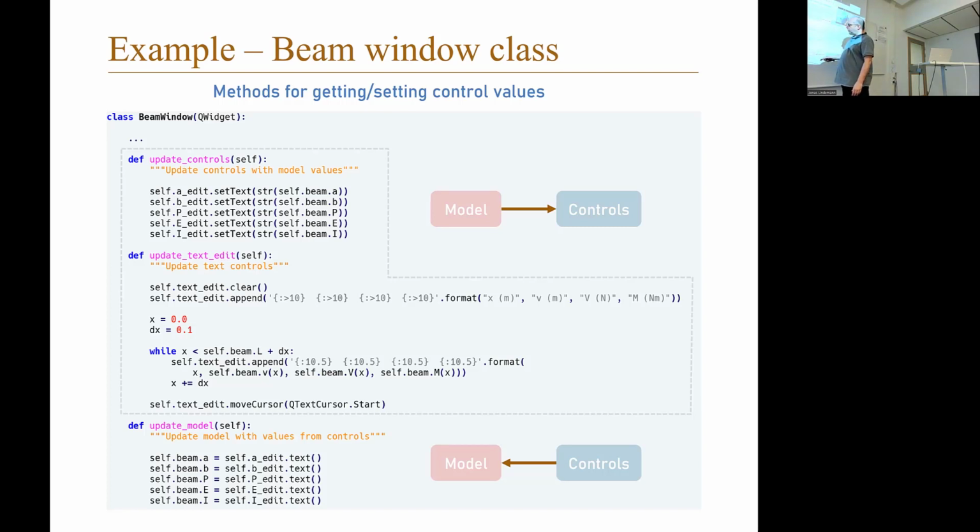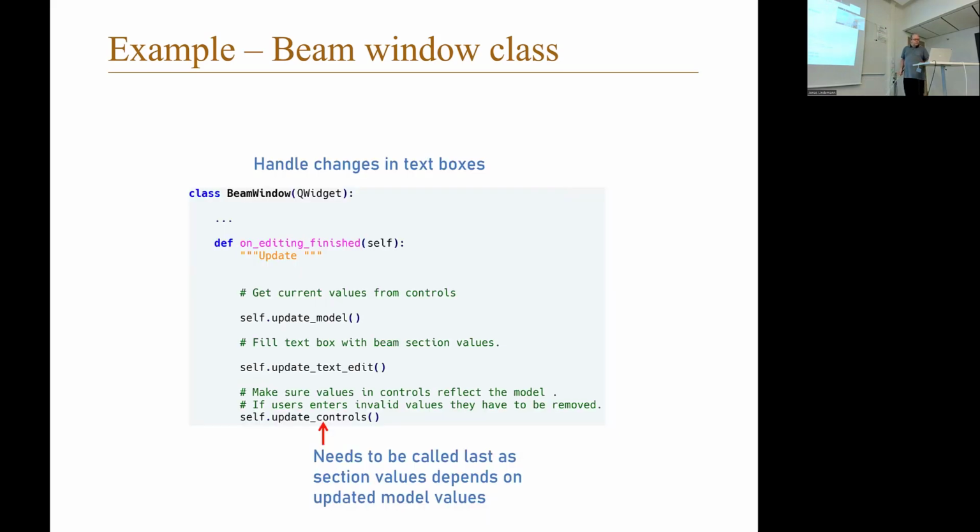Then the other way around, I update the model, I assign B, M, and A. And you can see here I can use the text directly, because the property setter for A will automatically convert it to a floating point. So here I go from model to controls, and here I go from controls to model. And when editing is finished, first I update the model, so I get the current values from controls, and then we fill the text box with section values, and then update controls again if there are invalid values that have to be removed.